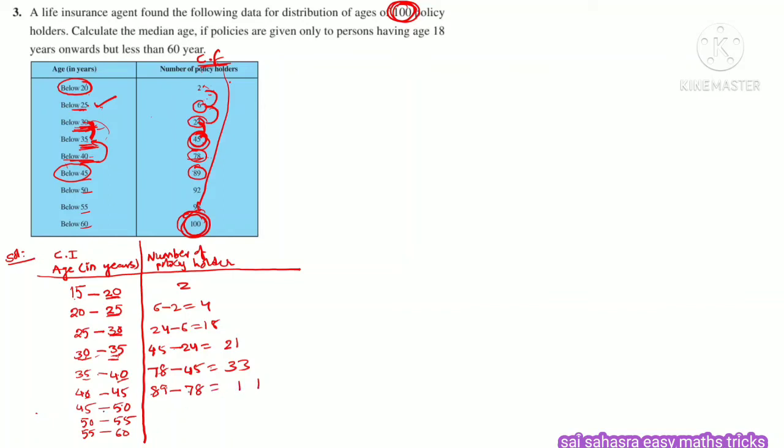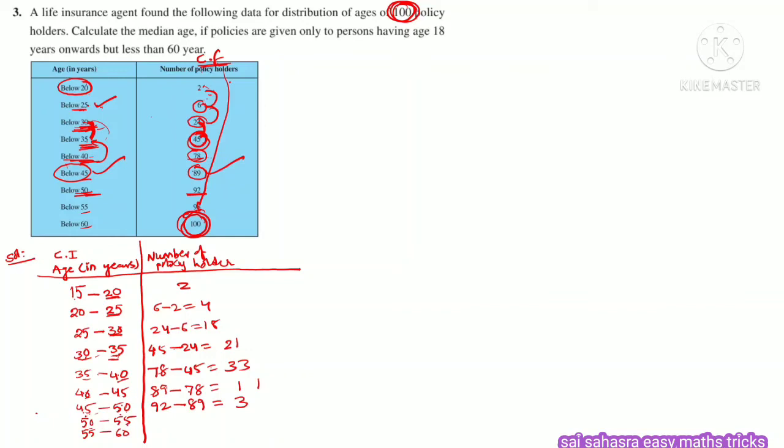Next 45 to 50. 45 to 50 years only we want. Below 50, 92 people are there. We need only 45 to 50, so below 45 people we don't want. Below 45, 89 are there, so those 89 people are not required. So 92 minus 89 is 3.